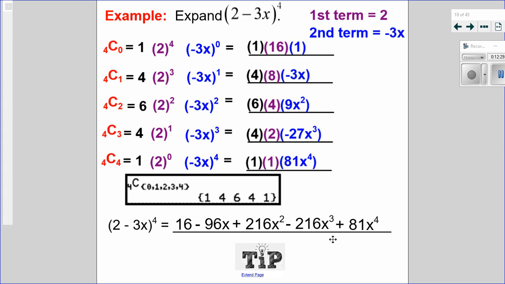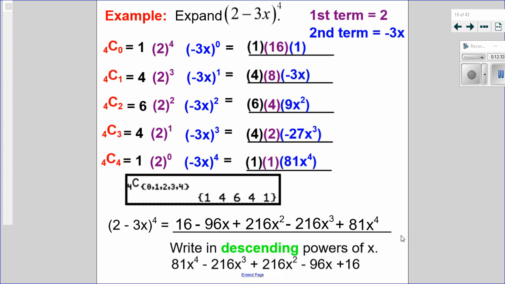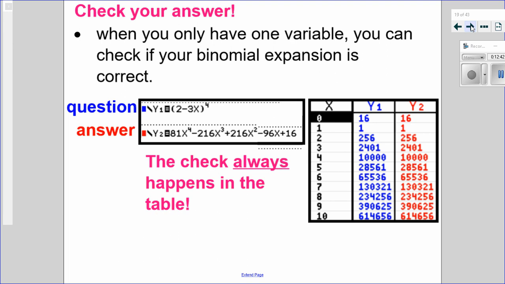Now, it's okay to leave your answer like that, but remember my tip from before, I want to write them in descending powers of x. So this would be the best answer. You can always check your answer on the calculator, which is super convenient. So there it is, my binomial to the exponent of 4. There is what I got as the answer. Remember, the check always happens in the table, so I can see that I've done that correctly.